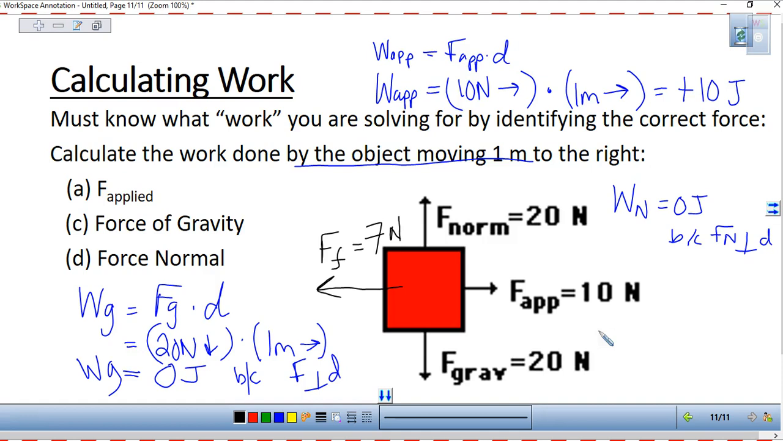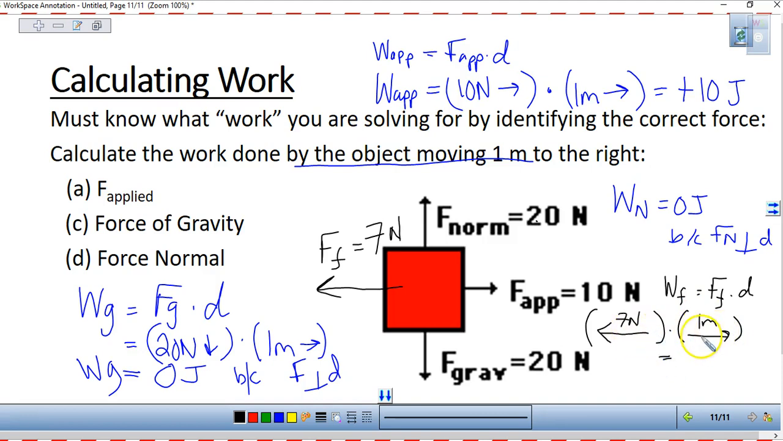I'll show you. Sorry, I'm just charging my pen. So, what's going to happen is the force of friction is to the right with 7 newtons. I'm sorry, let me start over. So work done by friction would be the force of friction times D. So 7 newtons to the right times, sorry, I'm saying right when it's clearly left. 7 newtons left, 1 meter right.